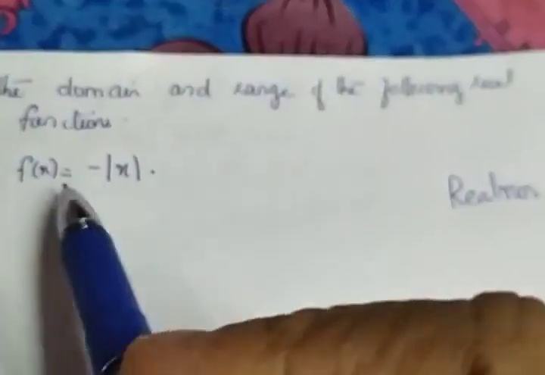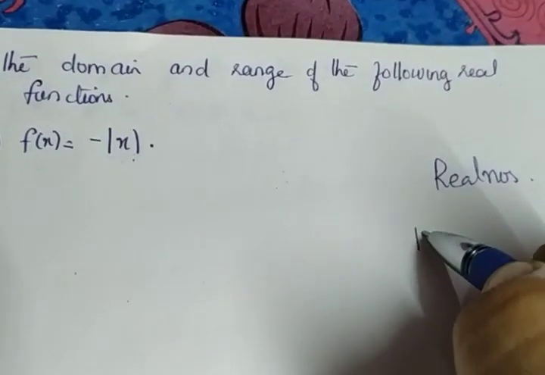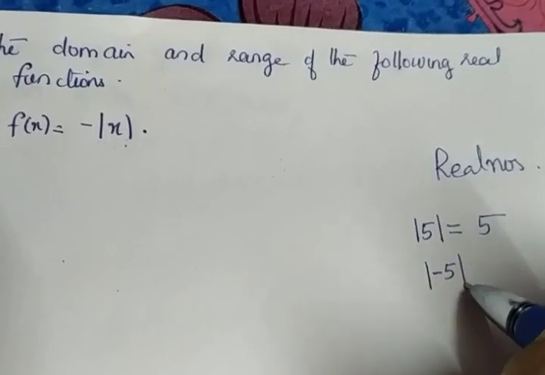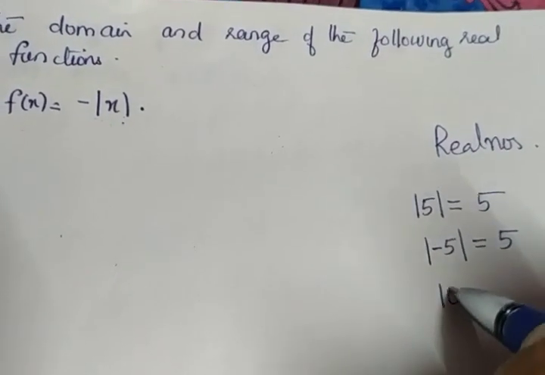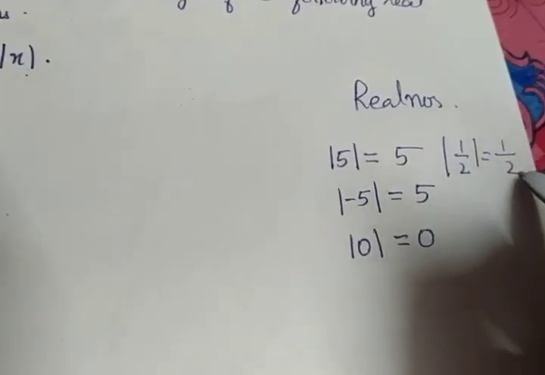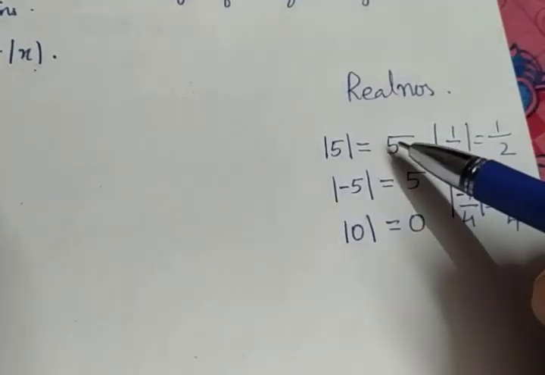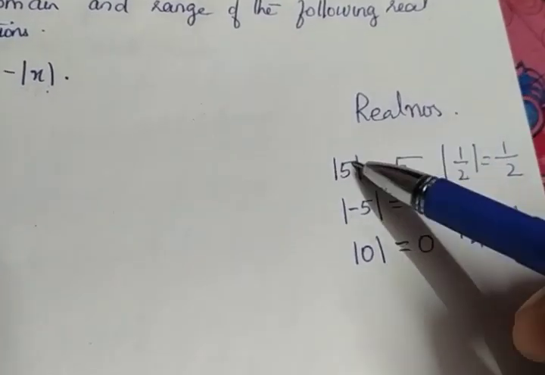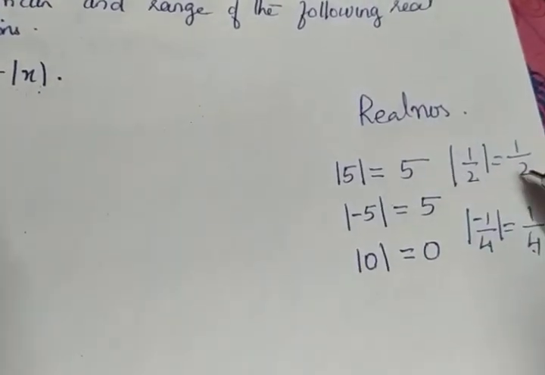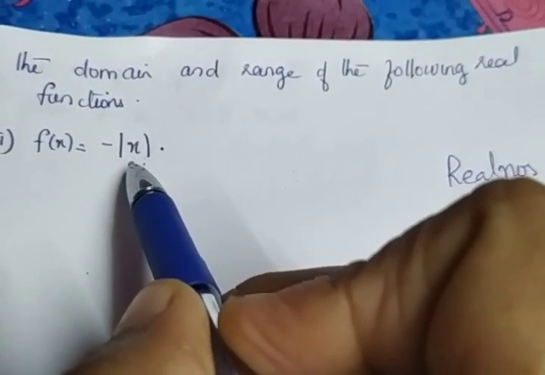We have to check whether modulus of x is possible for all the real numbers or not. Modulus of a positive number, modulus of 5, is 5 itself. If I want to find the modulus of a negative number, then also it is 5. Modulus of 0 is defined as 0. Modulus of a fraction, modulus of 1 by 2 is 1 by 2. Modulus of a negative fraction is again positive. So every number is defined, isn't it? Whether it is a positive integer, negative integer, 0 or fraction, it is defined. That means x can take any real value.